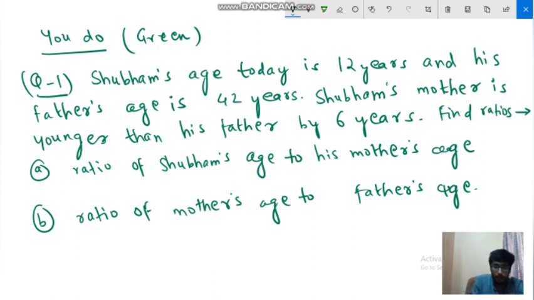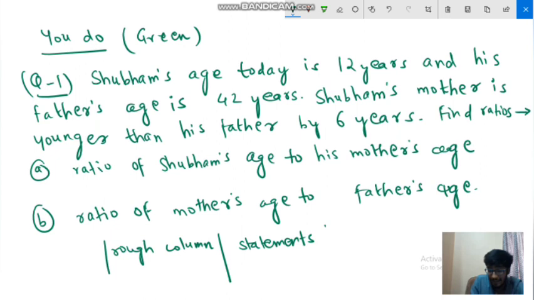You will make a rough column first of all, and while you solve you have to write statements. Don't find the answer in just one line, you have to write the statements as I did in the previous screen. So rough column and statements, and then you are done. All the best.